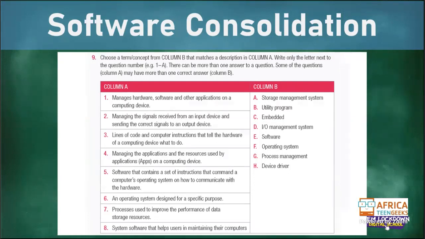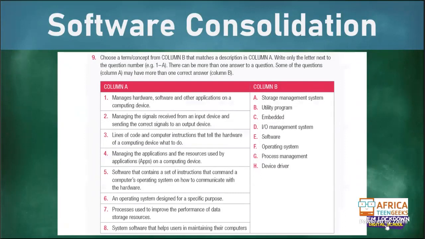So what manages hardware, software, and other applications on a computing device? What type of utility is that? F. So F, operating system. Perfect, that's correct. Managing the signal received from an input device and sending the correct signals to an output device. What is it? B. Number 2, the answer is D, correct.